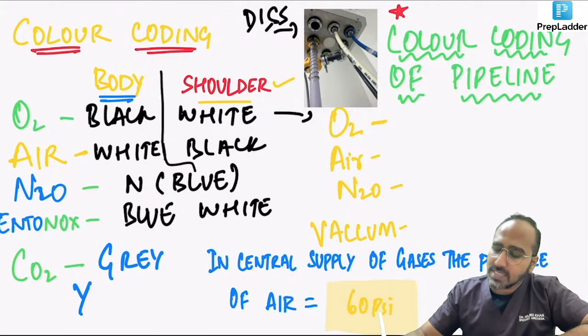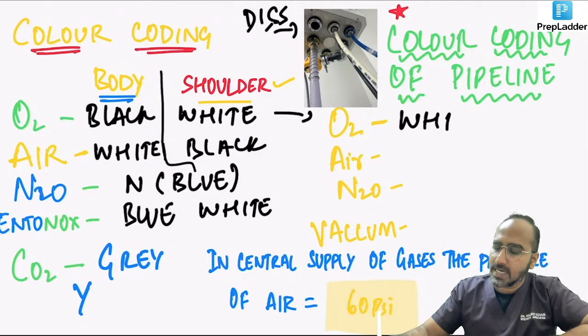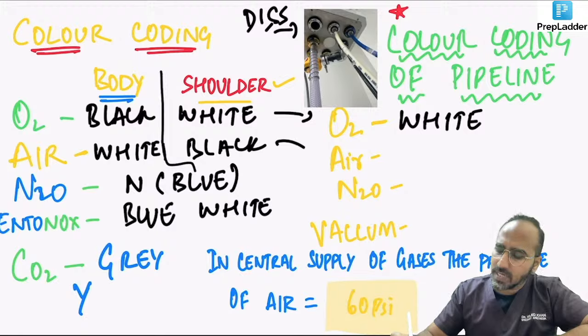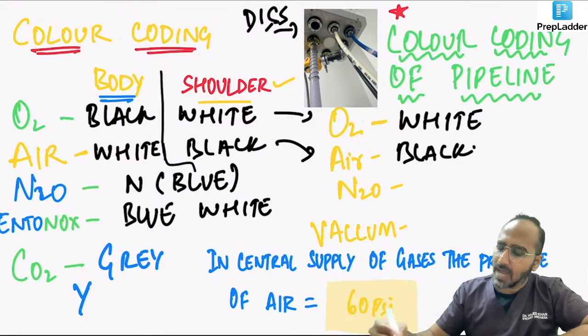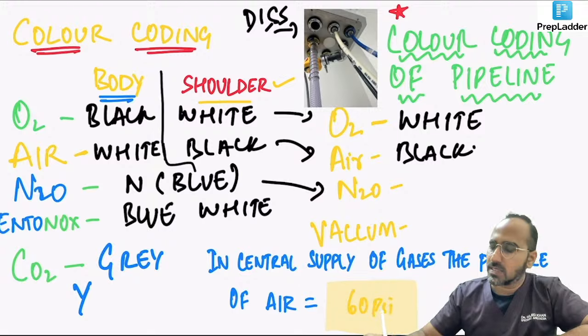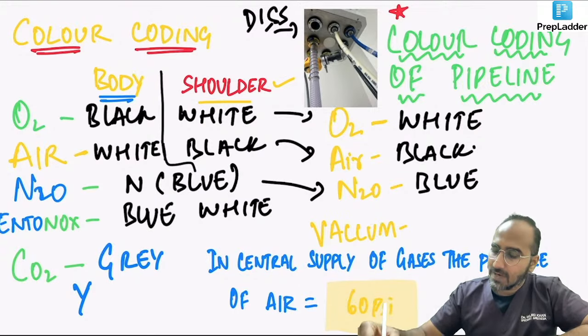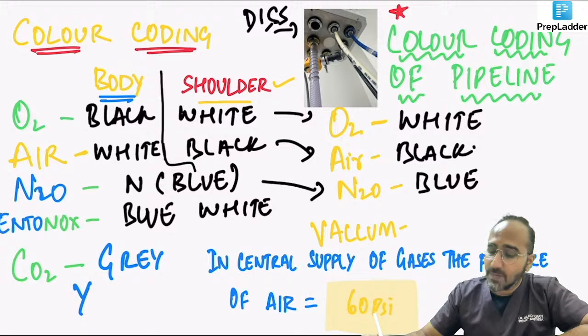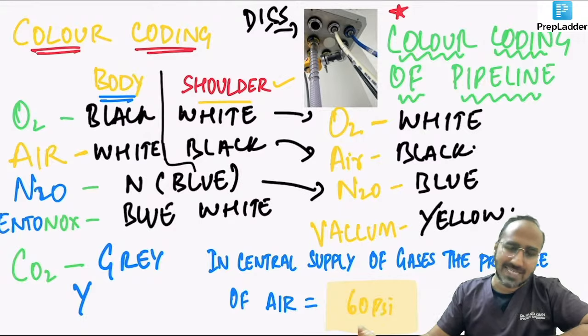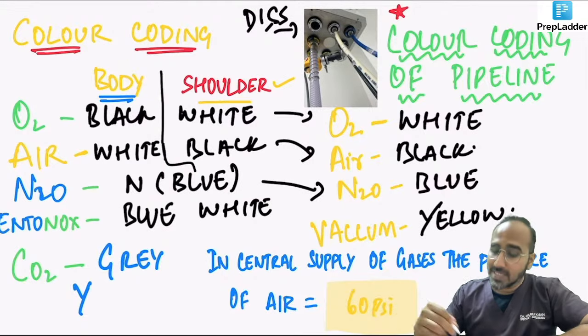Shoulder color. Oxygen has white color. Okay, just the shoulder color you have to take. Air has black, so the air pipe will be black in color. Nitrous, total body is blue, so blue color. Vacuum, again, remember, vacuum starts with the alphabet V. Add a stroke, it becomes yellow, Y. So the vacuum pipe color is yellow. This is regarding the color coding of the cylinders.